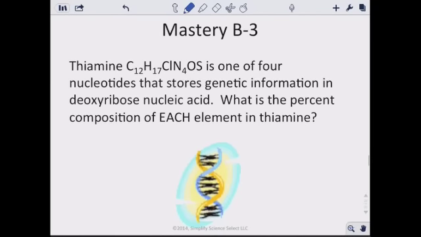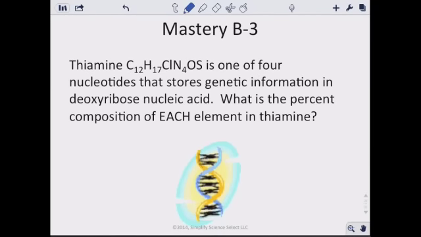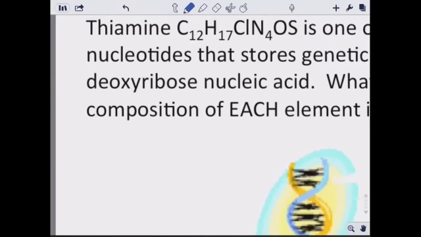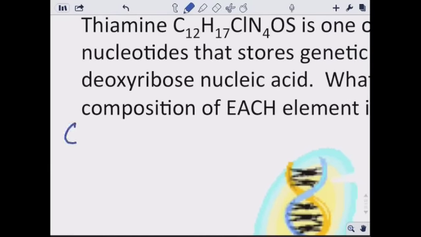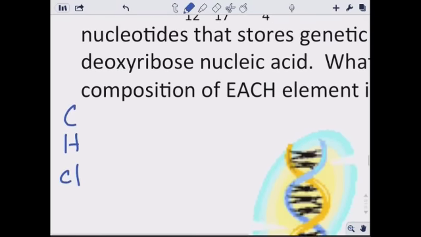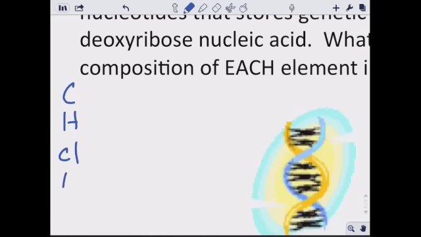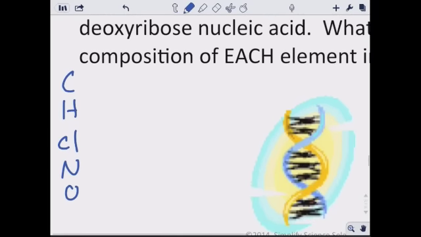And looking at our next one, it says thiamine is one of 4 nucleotides that stores genetic information in the deoxyribose nucleic acid, which is DNA. And it says, what is the percent composition of each element in thiamine? So when we're looking at this, it's a very big formula, and we've got a lot of things in here. So let's go ahead and try to break it up. We have carbon, hydrogen, chlorine, nitrogen, oxygen, and sulfur. We write out their masses.